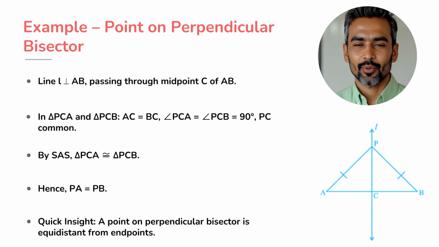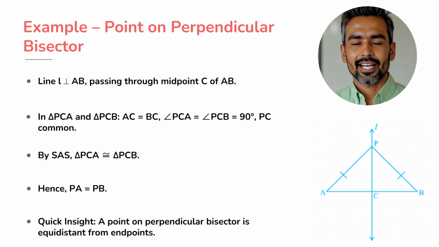Hello everyone. Let's explore an important property of perpendicular bisectors. Imagine line AB with midpoint C. Now we draw a line L, which is perpendicular to AB and passes through point C. Take a point P on this line L.